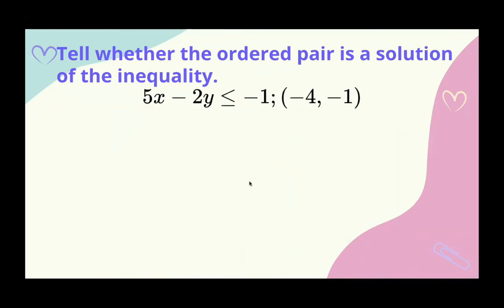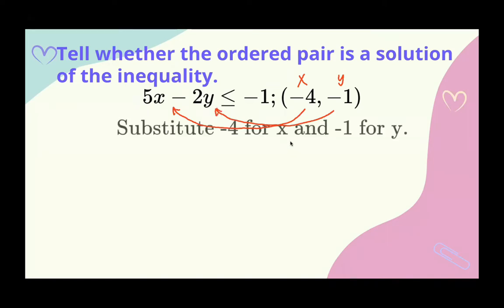Go ahead and pause the video and try this problem on your own. Again, we're going to tell whether the ordered pair is a solution. We have the inequality 5x minus 2y is less than or equal to -1. We have the values -4, -1 for our ordered pair. x is going to be -4, and -1 is going to be y. So I'm going to plug in -4 for my x and -1 for my y.